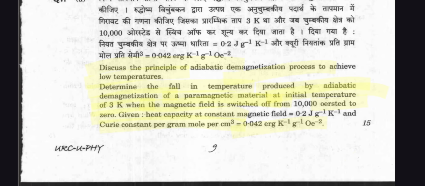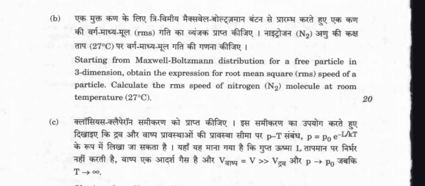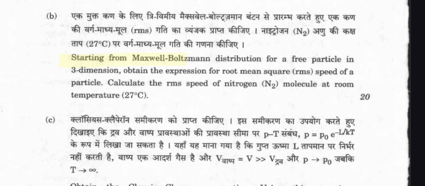So question number B is here. Starting from Maxwell-Boltzmann distribution for a free particle in 3 dimensions, obtain the expression for the root mean square RMS speed of a particle. Calculate the RMS speed of a nitrogen N2 molecule at room temperature 27 degrees Celsius. So room temperature is 27 degrees Celsius. In some other places they write 25 for room temperature, but here it is written 27.